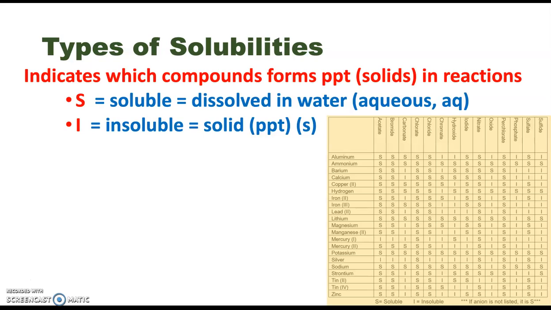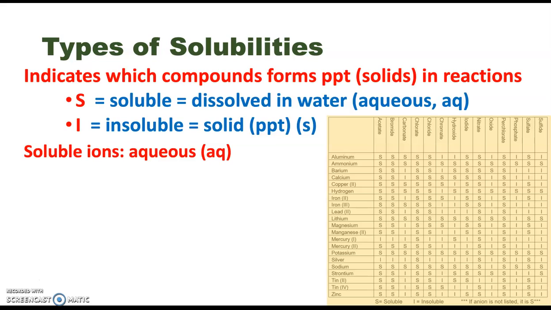So this is the data table I was referring to. It's a little bit tricky when we start labeling them. When you write out your reactions and decide whether your compound is a solid or aqueous, S will actually mean you write AQ, and an I means you write S, which is kind of weird. I'll show you some examples in class. We won't do that in this video.